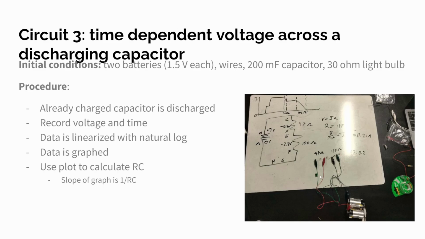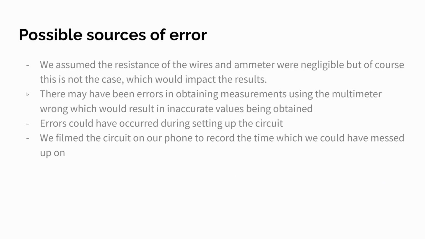In circuit 3, we observed the voltage across a capacitor in a discharging RC circuit. As expected, the voltage dropped exponentially, consistent with the behavior of capacitors in such circuits. Here is a picture of our circuit.